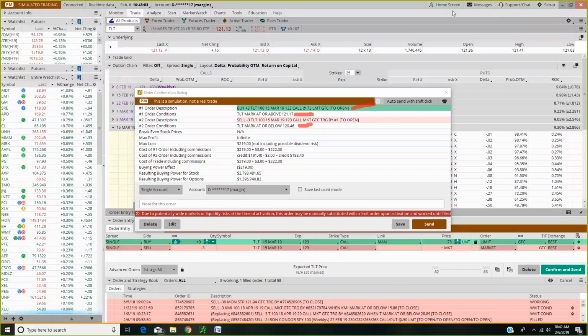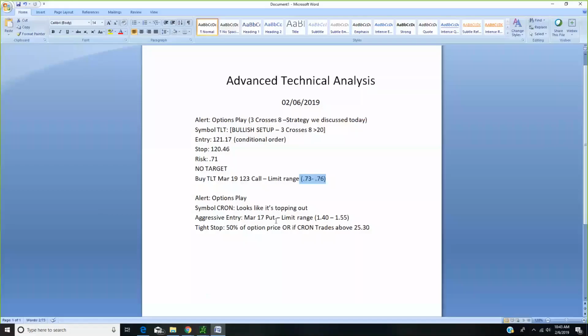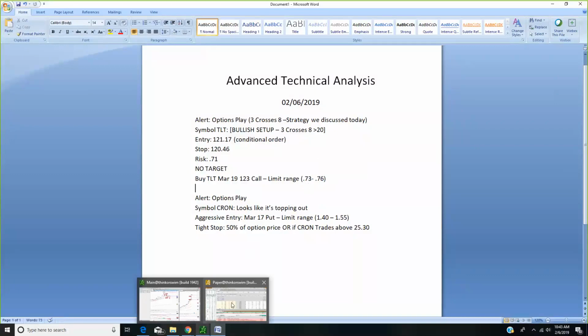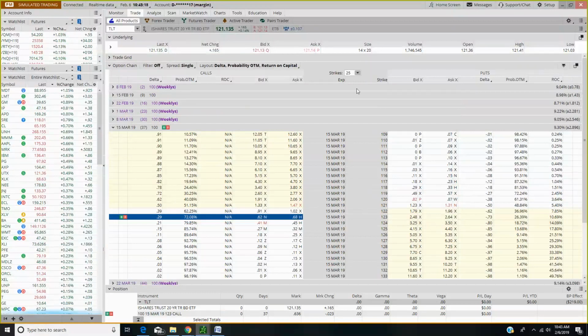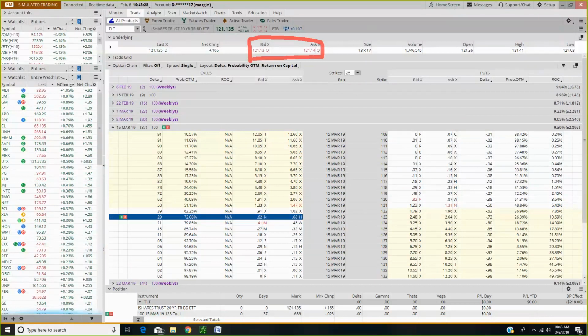So that's how you set up the order. Okay? Because the question was, how do you do the limit range? You can't put both, but I'm going to start with the small one. Okay? And if I don't get filled, I'll work it. And then I'm going to confirm and send. It's not going to fill yet because if you can see, the price is 3 cents under. Okay? That's how you do that.